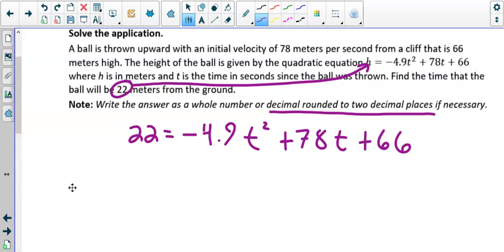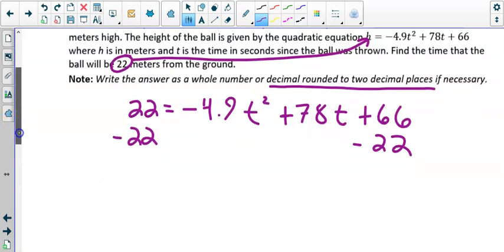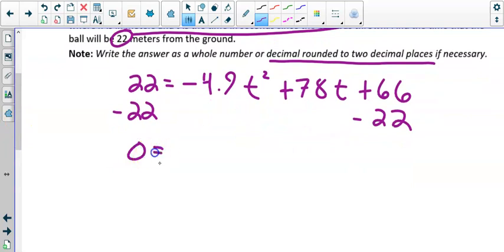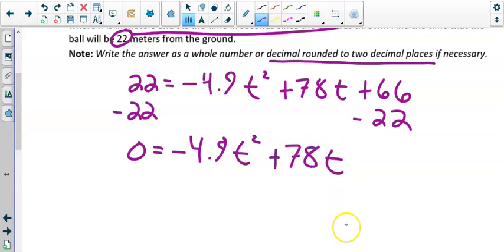So how do I fix this real quick? Minus the 22 to the other side. We got to be set equal to 0. If we are not set equal to 0, we cannot run factoring or the quadratic formula. So, negative 4.9 t squared plus 78t. What is 66 minus 22? Now you have all of your information to run the quadratic formula.